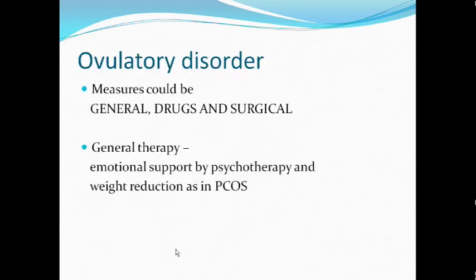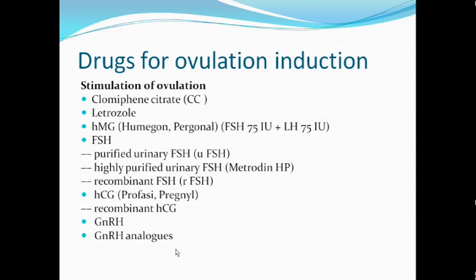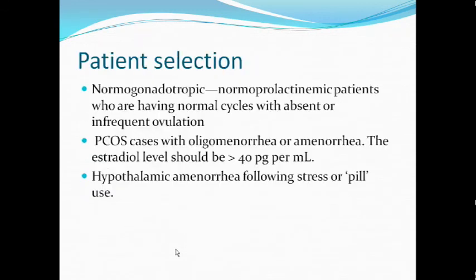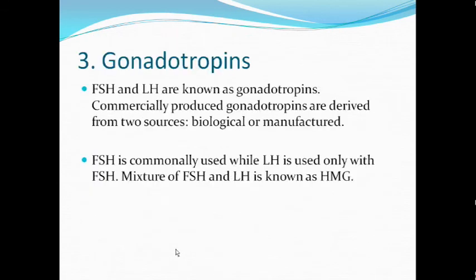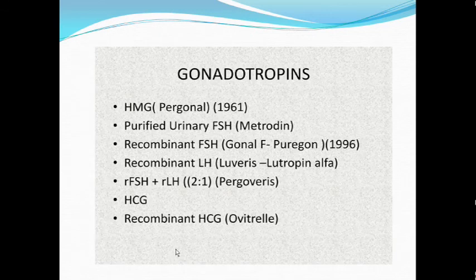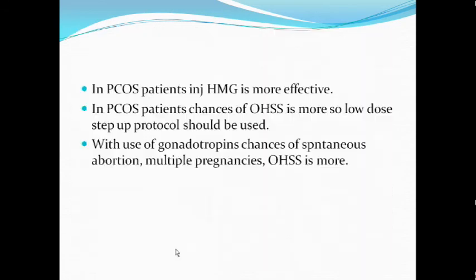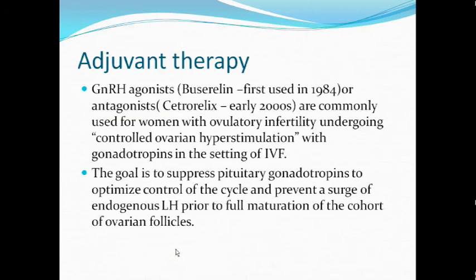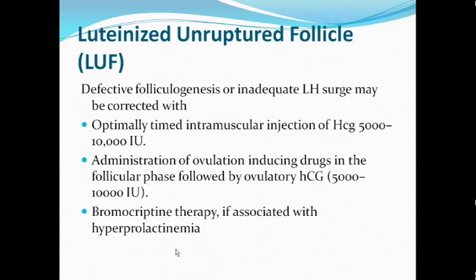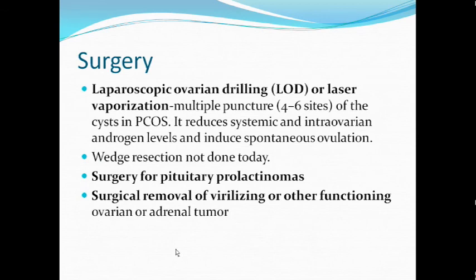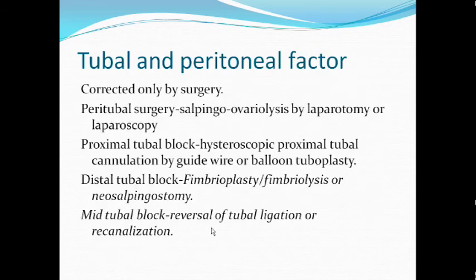We have solved the ovulatory problem with ovulation induction drugs of different types: clomiphene citrate along with triggers and adjuvants, letrozole, and gonadotropins. In the case of gonadotropins, you can use step up or step down along with GnRH analogs. Luteal phase defect can be treated by progesterone, and LUF can be treated with these ovulation induction drugs. In resistant PCOS, you can perform LOD. So now coming to the tubal factor.